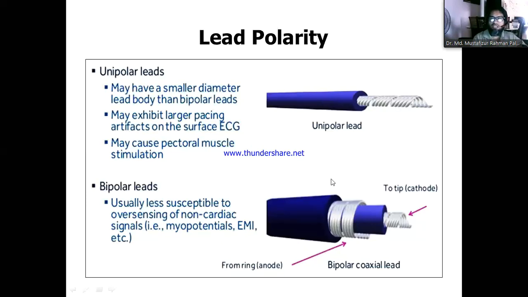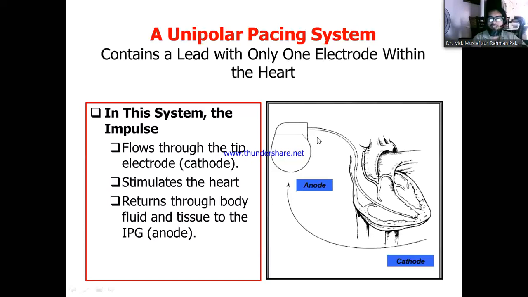So these are the two leads. In the unipolar system, the cathode is in the tip and the anode is the can. After stimulation of the heart, the impulse passes through the body tissues and fluid and is received by the anode, that is, the can. So it contains a lead with only one electrode within the heart and another electrode in the can outside the heart, so other outer structures are involved in the unipolar pacing system.